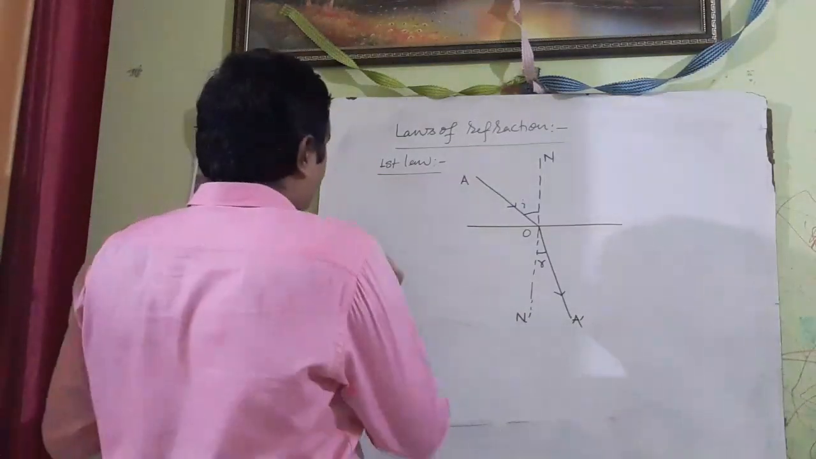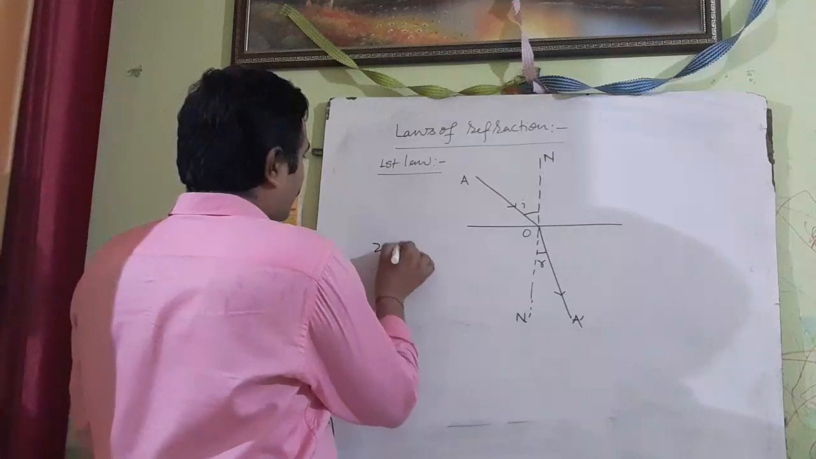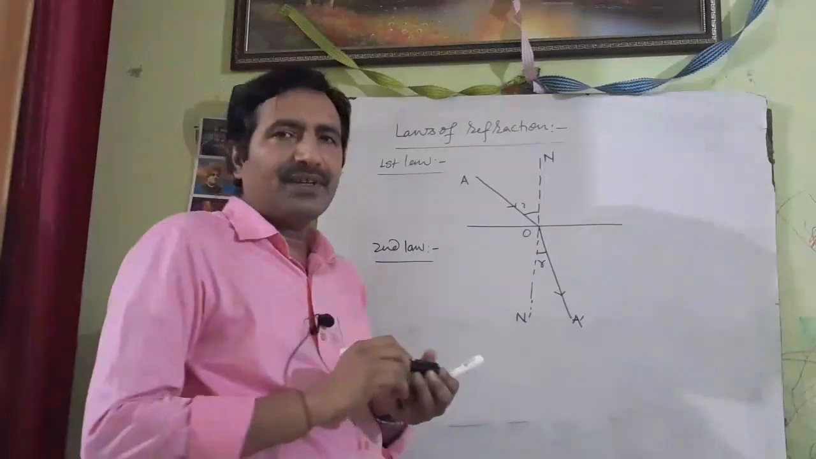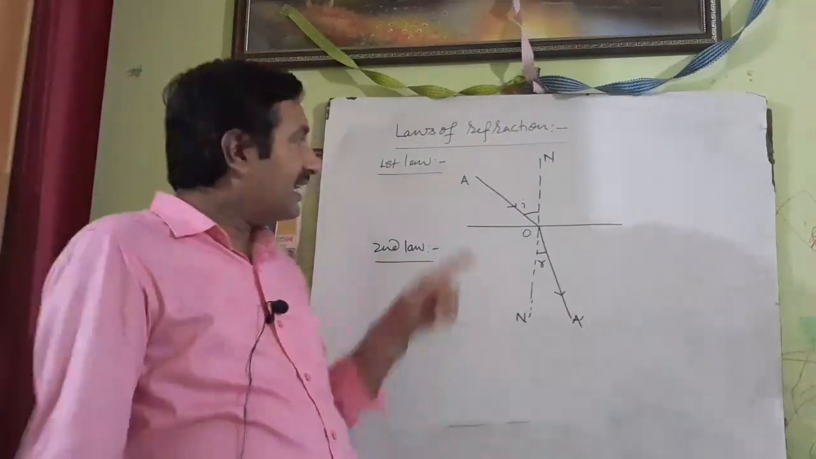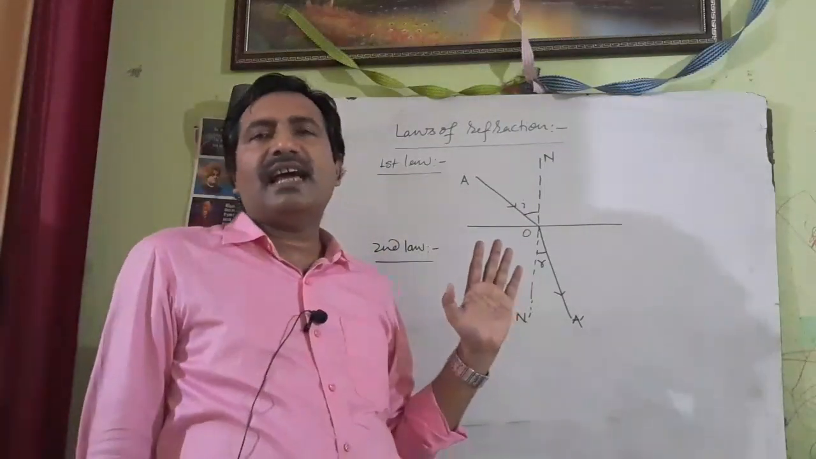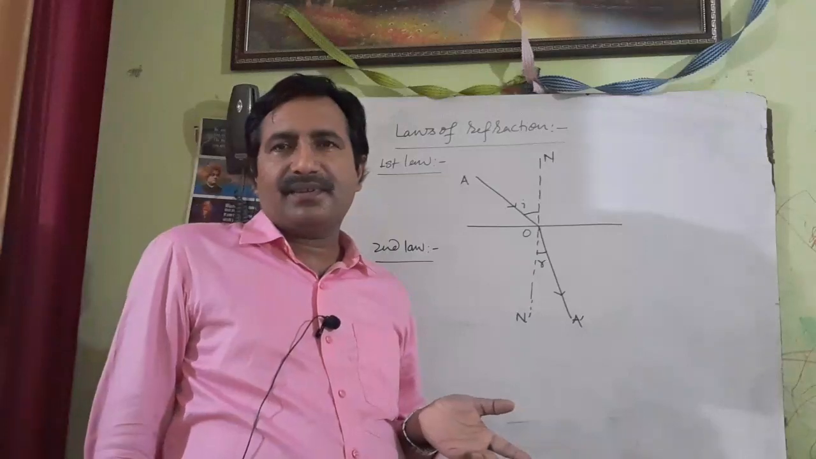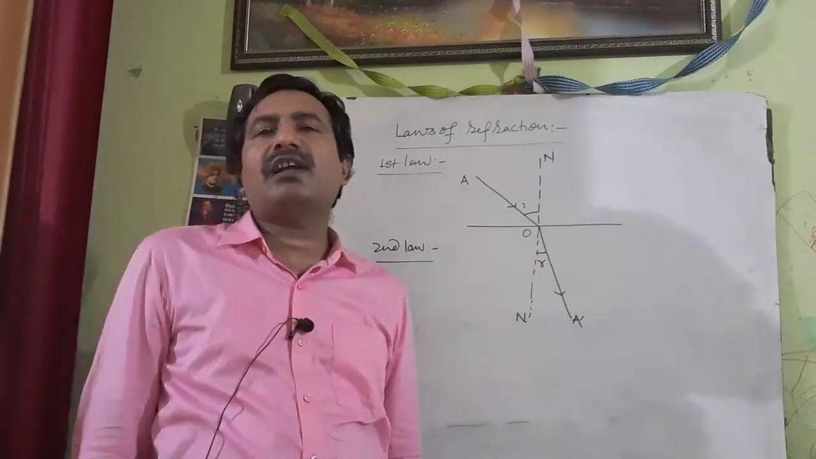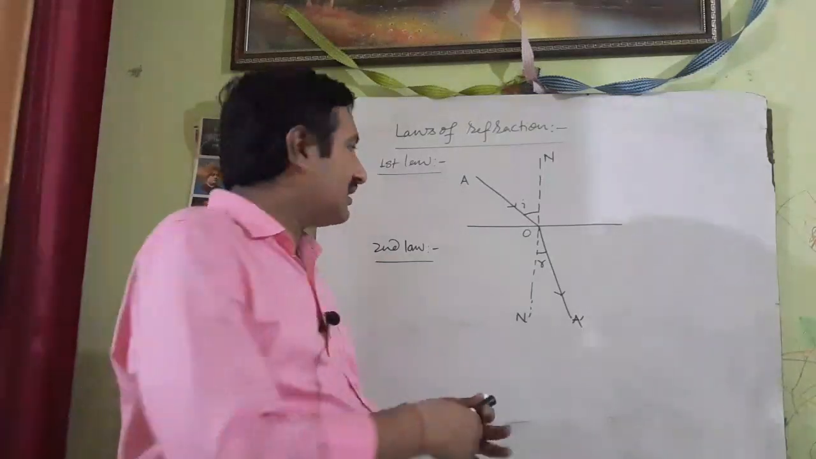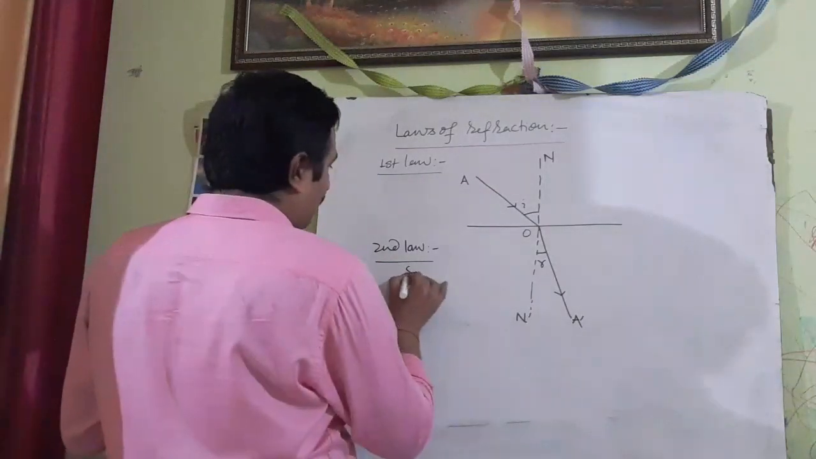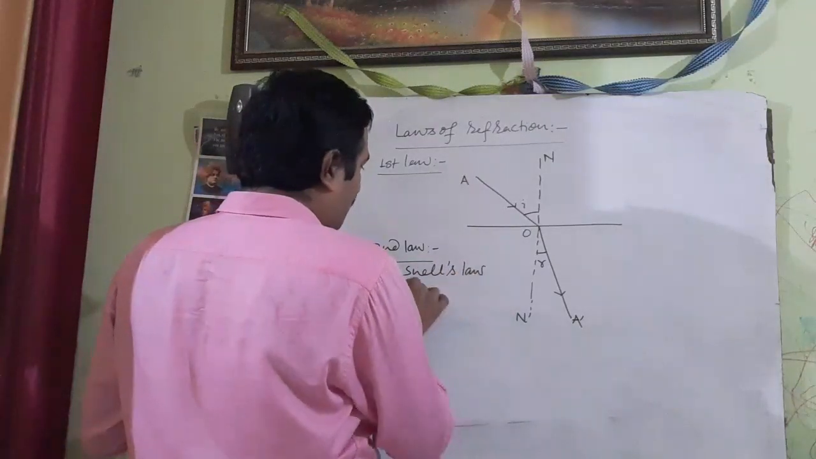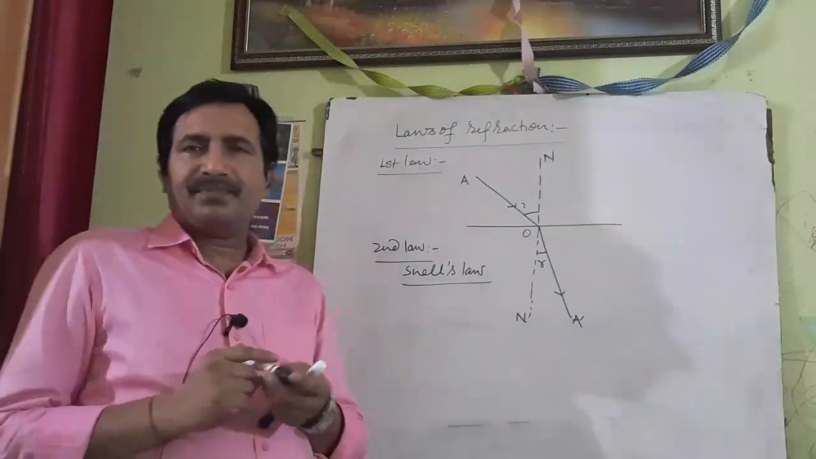Second law is related to the angle of incidence, angle of refraction and refractive index. So the second law was given by Snell, hence it is also called Snell's law. The second law is also called Snell's law because it was proposed by Snell.